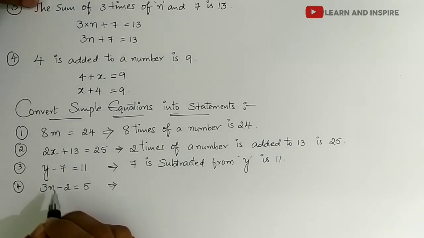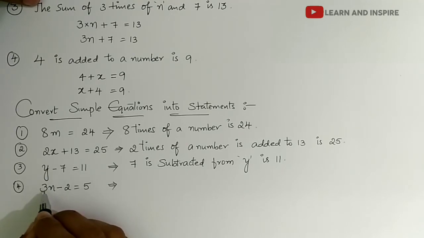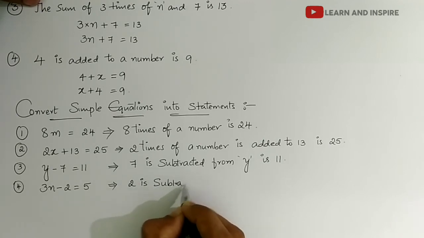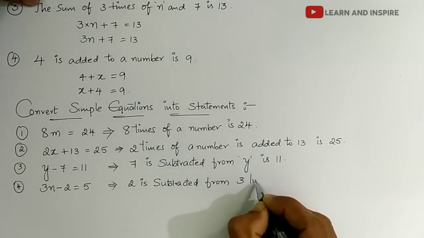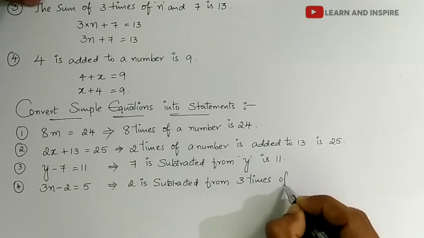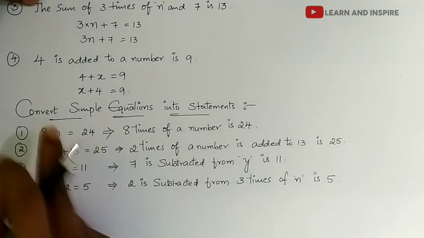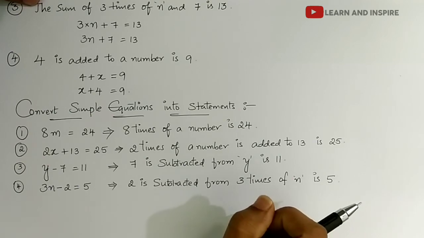Fourth one, 3n minus 2 is equals to 5. So how can we write this equation into statement? So as you can see here, the sign is given as a minus. So we can write this as 2 is subtracted from 3 times of n is 5. Understood? So this is the method to convert simple equations into statements.